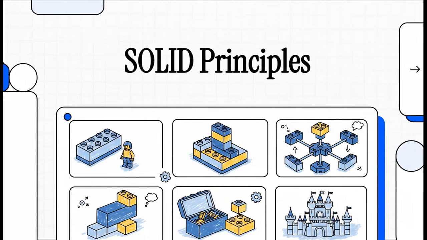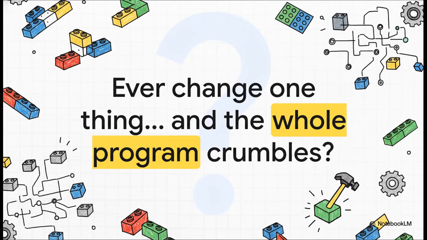In the world of software, there are a few core ideas that can literally be the difference between a project that's a joy to work on and one that just becomes a tangled, frustrating mess. They're called the SOLID principles. And in this explainer, we're going to break down exactly how these 5 concepts can help us build software that's built to last.